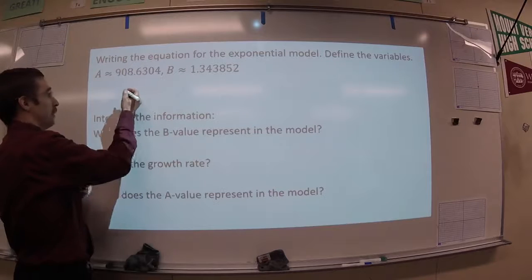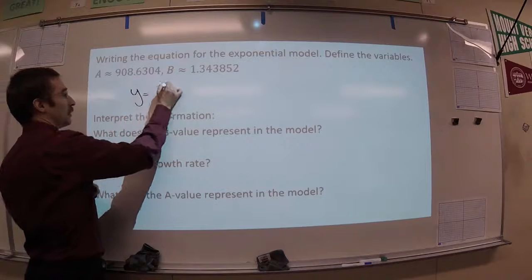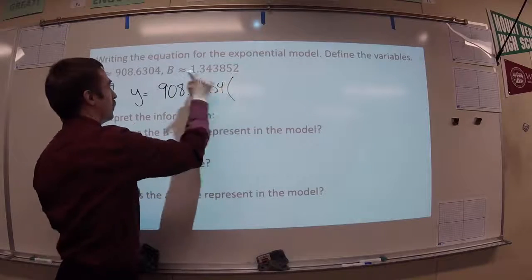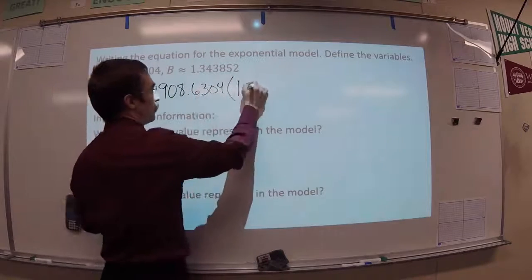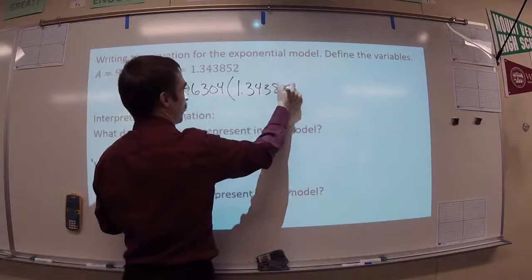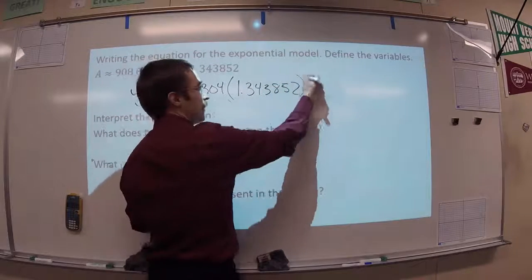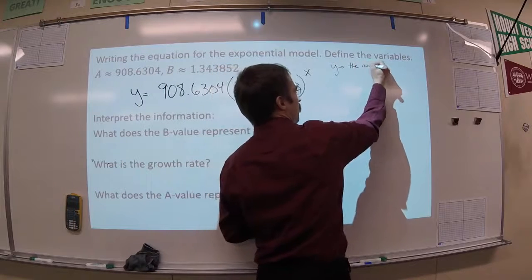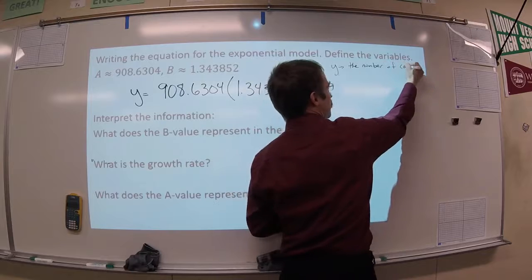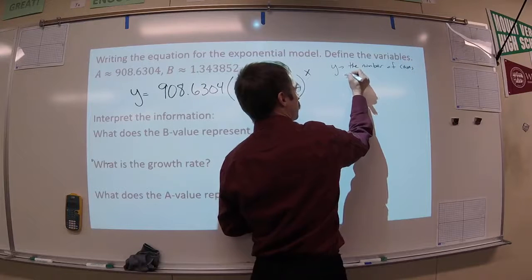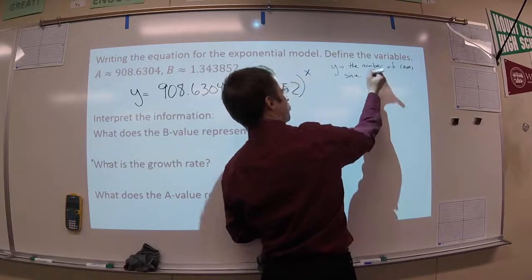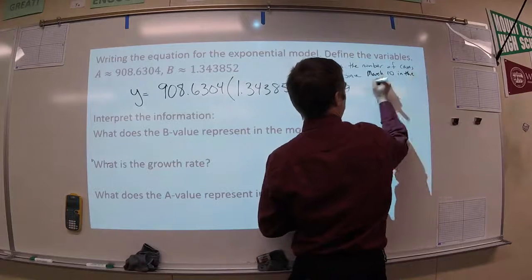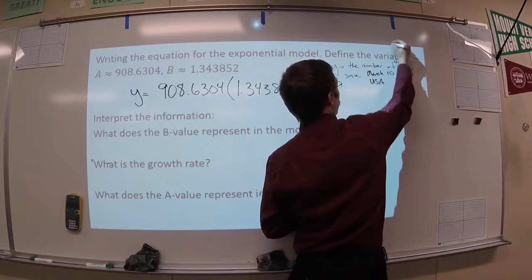So the equation here is going to be y equals 908.6304, that's the a value, times 1.343852, I rounded a little bit, to the x, where y is the number of cases since March 10, and this is in the USA. And sorry, this is confirmed.